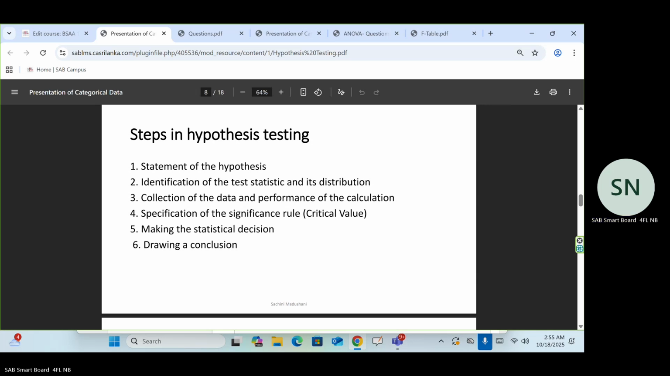Okay. Then we collect the data and performance of the calculations. Okay, then the third part, normally in the question paper, I will give all the values. No need again calculate. Okay. Then fourth step, we find out the critical value. Here we identify the critical value using the Z table. The table again තමයි critical value එක ගන්න. Then making the decision and finally we make the conclusion. Okay.